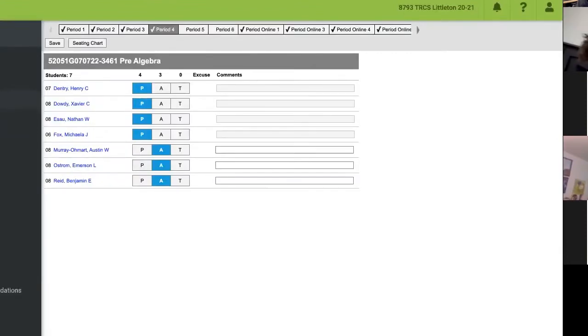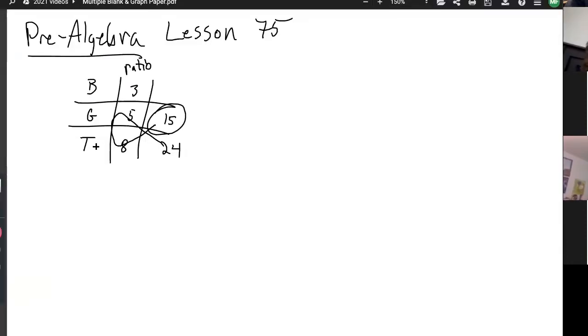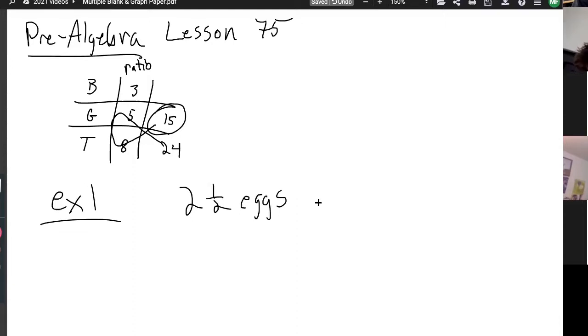So we're talking about ratios. Here's example 1 on lesson 75. Example 1 says it takes 2.5 eggs to make 140 cookies. Okay, so let's say we're making cookies. It takes 2.5 eggs to make 140 cookies. So Jenny wants to make 1,680 cookies. So how many eggs?